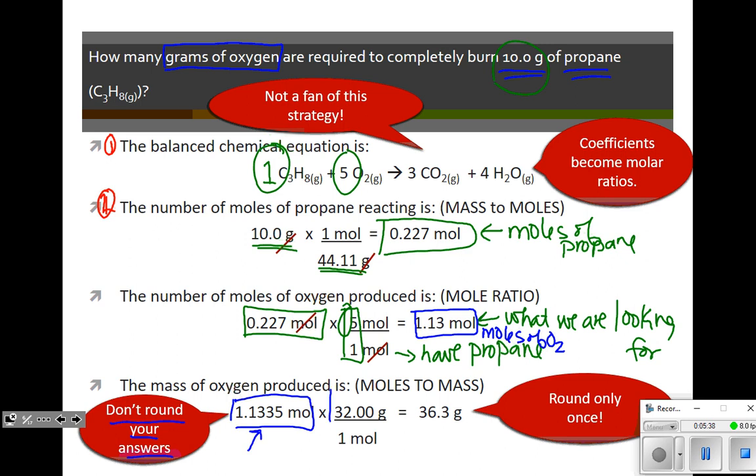Now here's our molar mass of oxygen, and we just make sure that the moles cancel out to get our answer in grams. So this took quite a bit of real estate in order to answer a question. So that's why it's not my most favorite.